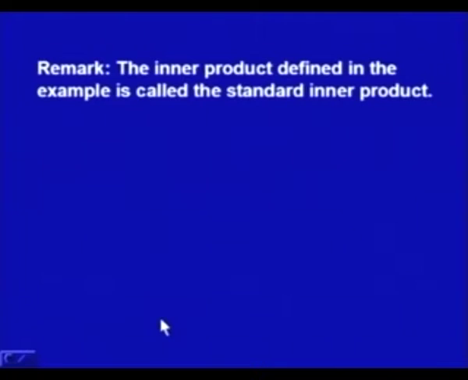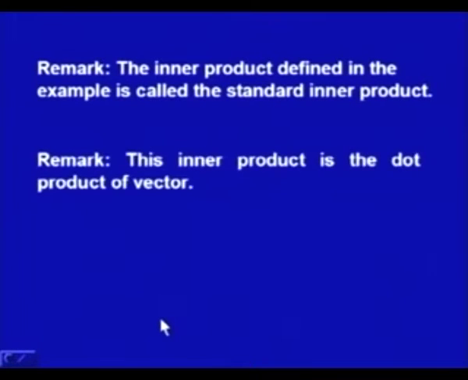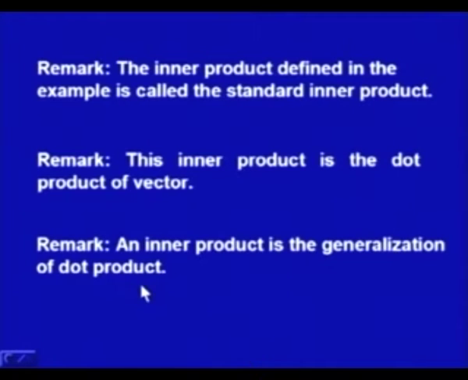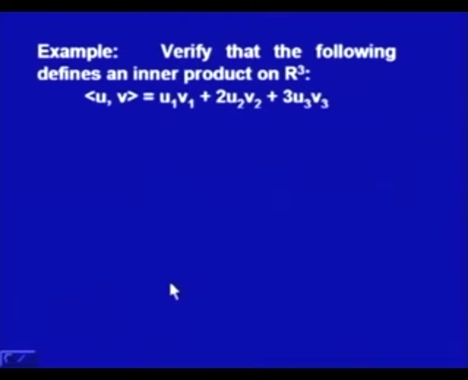Now, the inner product defined in this example is called the standard inner product, and if we realize, this inner product is the dot product of vectors. So, inner product is a generalization of dot product for vectors. This is what we like to conclude: inner product is actually a generalization of dot product, and in fact it can be defined in many different ways.